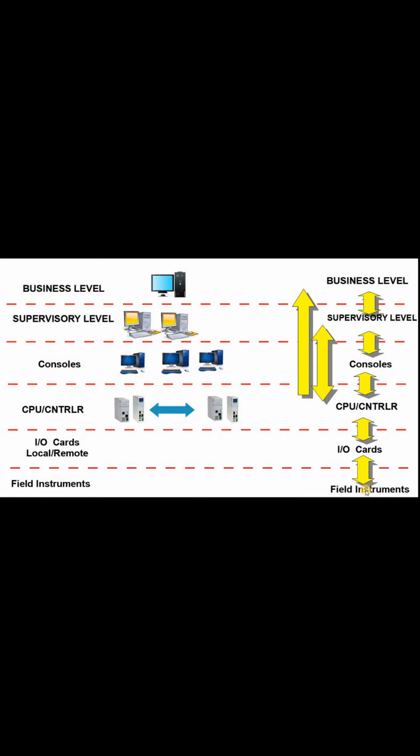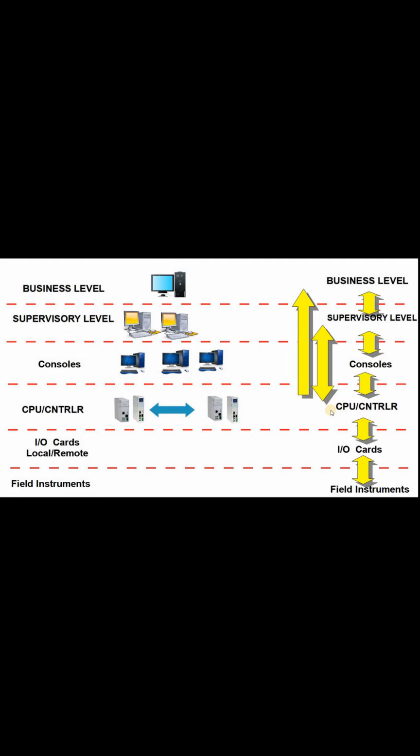You have the field instrument send all the data to the I/O card. The I/O cards send data to the CPUs and the controllers. And the CPU sends the command back to the I/O card. The controllers or the CPUs send the data to the consoles. And then they also send the data to a supervisory level. The supervisory level is there to connect more than one CPU, more than one PLC, more than one DCS in one single spot where you can do a more supervisory level control or data acquisition only.